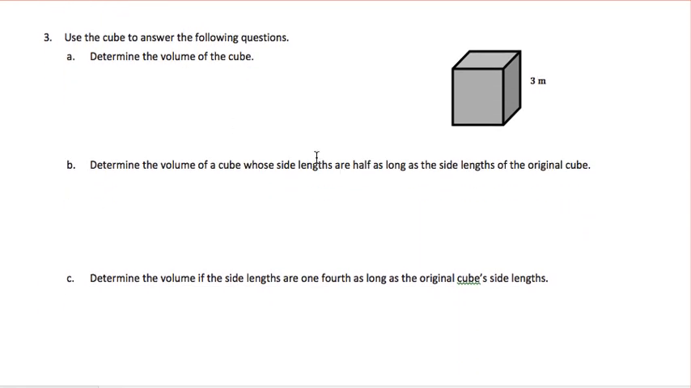In question 3, we're going to use this cube to answer the questions. Remember, a cube has the same dimensions all the way around. So when they give us one measurement, that measurement applies to all of the sides. The volume of this cube then would be 3 times 3 times 3, which is 27 cubic meters.